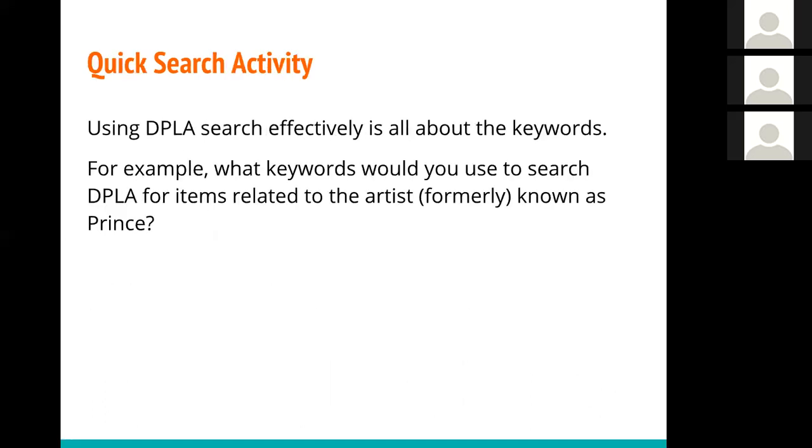So next, let's put some of these lessons into practice. Searching DPLA effectively is all about keywords. So I'd like to ask, what keywords would you use to search DPLA for items related to the artist formerly known as Prince? And give us some examples in the chat box.